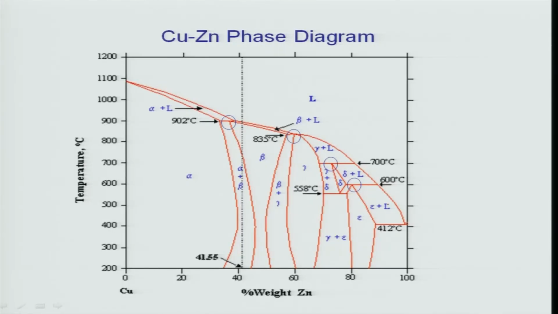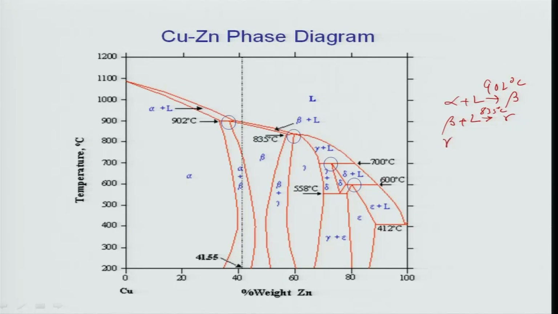In black, this circle, you can see 1, 2, 3, 4 are marked. There are at least 4 peritectic reactions which you can see here, not 5, 4. The first peritectic reaction can be written as alpha plus liquid going to beta. That is the first one at 902 degrees Celsius. The second one is beta plus liquid giving rise to gamma, sorry, at 835 degrees Celsius.